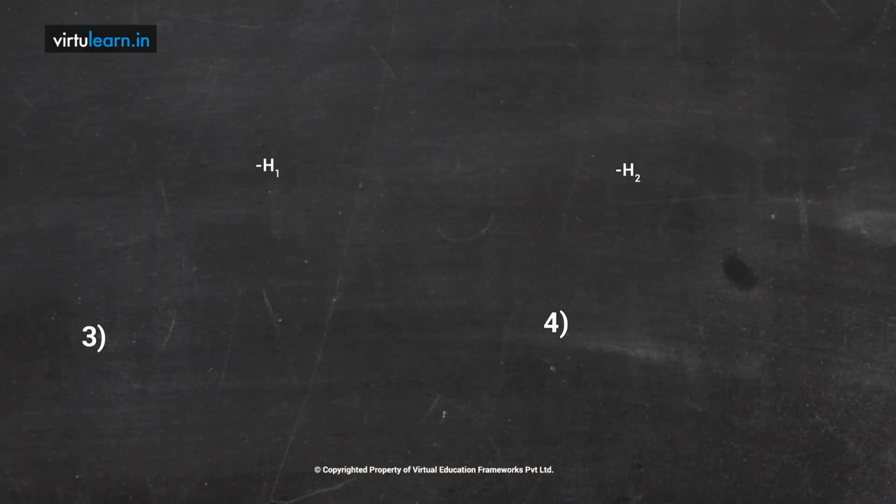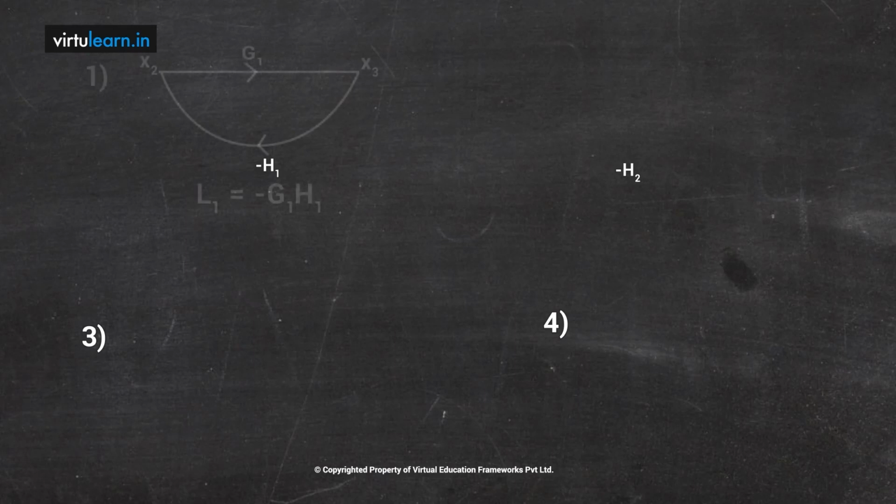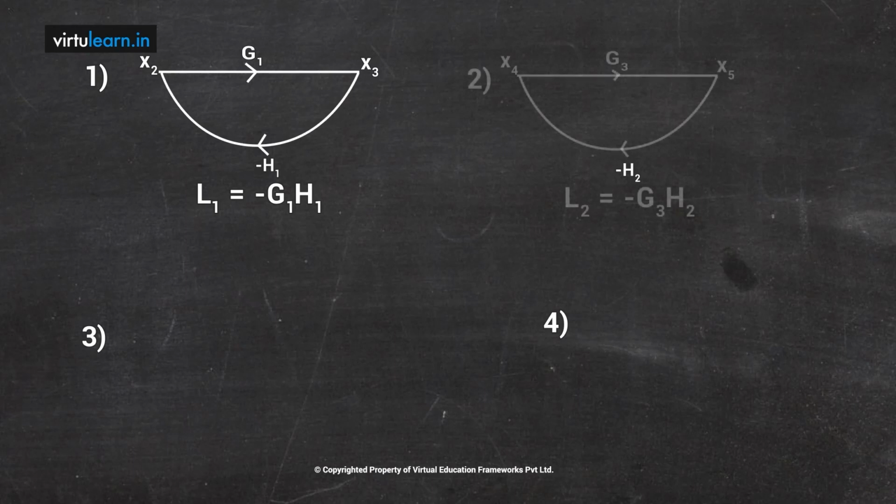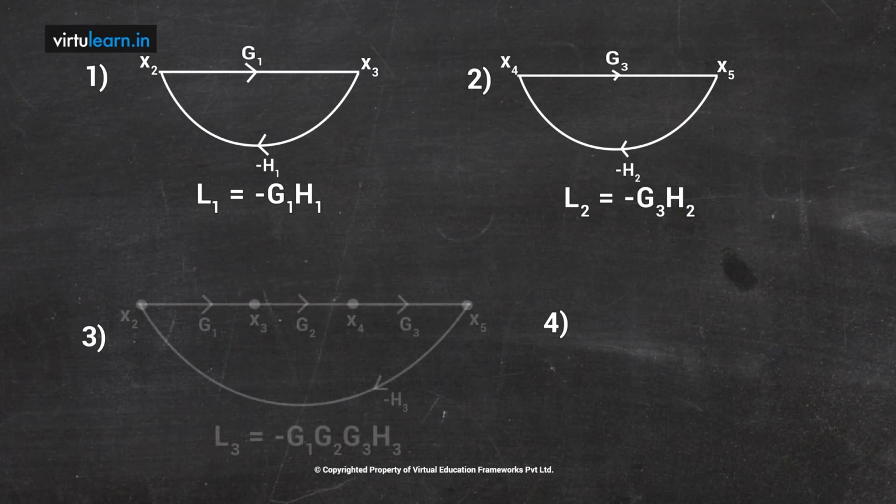Then what are the individual loops that are available? From x2 to x3 and coming back to x2, this is one individual loop, and its loop gain product is minus G1 H1. Similarly, I have another loop which forms from x4 to x5 and x5 to x4. This is another individual loop. Similarly, there is another loop we can find: I can start from x2, go up to x5, and come back again to x2.